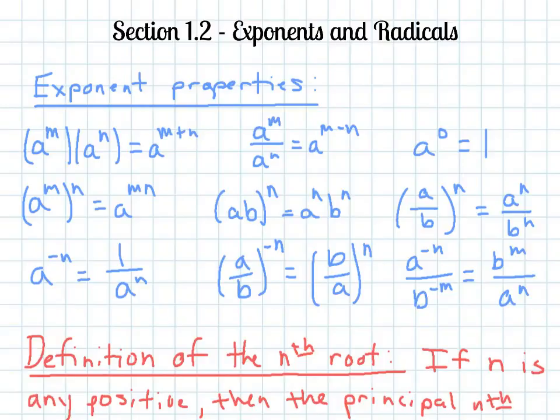move forward. So, the first one is talking about if you have a base times another base that's the same base and you're multiplying the two together, then you add the exponents. If you divide like bases, then you subtract the exponents. Anytime you have an exponent of 0, that always means that it's 1.